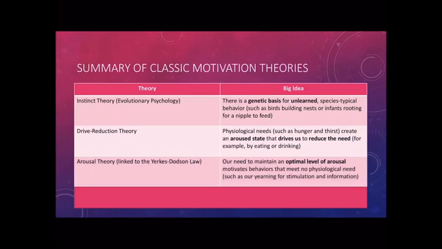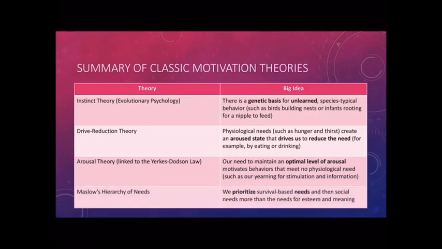Arousal theory says our optimal level of arousal is somewhere right in the middle, right? And that's where our performance is going to be at its maximum capacity. And then Maslow's hierarchy of needs says we prioritize our survival-based needs and then our social needs and then our needs for esteem and meaning, things like that. And you will want to memorize the order of Maslow's hierarchy of needs.